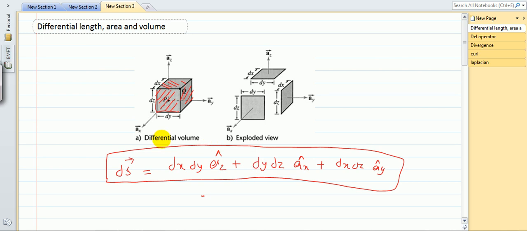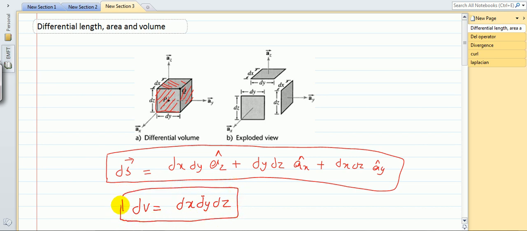Now we can also find the differential volume, and volume will be a scalar, not a vector. In this, all the parameters will be varying, so this will be dx dy dz. This is the differential volume for the rectangular coordinate system.